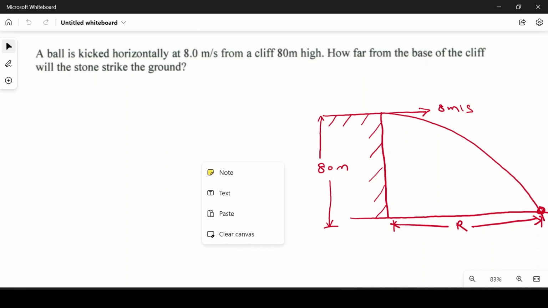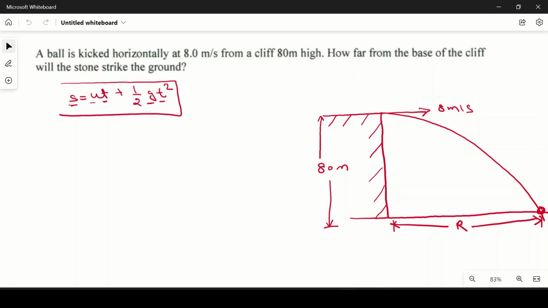We know one formula from the laws of motion: s is equal to ut plus half g t square. Here u is the initial velocity, s is the total displacement, t is the time taken, and g is the acceleration due to gravity. In the vertical direction we have been given displacement equal to 80 meters, so we'll apply this formula in the vertical direction.